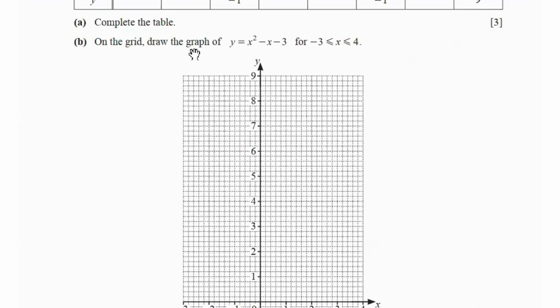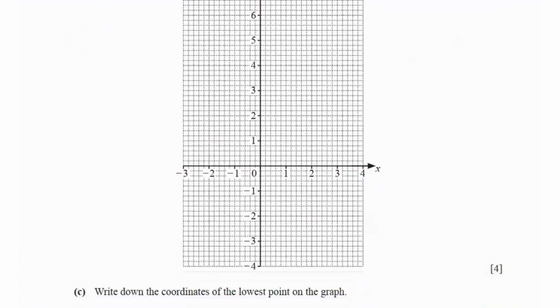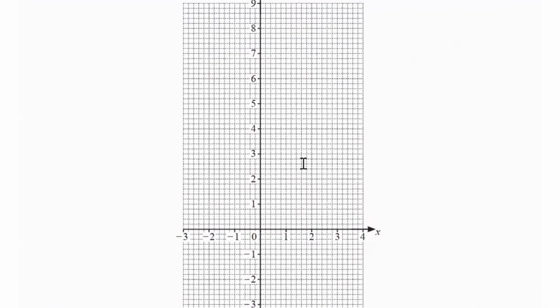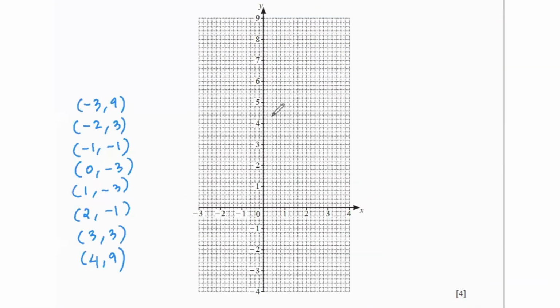Part B is on the grid. Draw the graph of y equals x squared minus x minus 3 for x greater than or equal to -3, but less than or equal to 4. So now we'll just plot these points on the grid. Okay, so -3 and 9. So that's over here. -2 and 3. That's over here. -1, 1. That's here. Then 0, -3 over here.